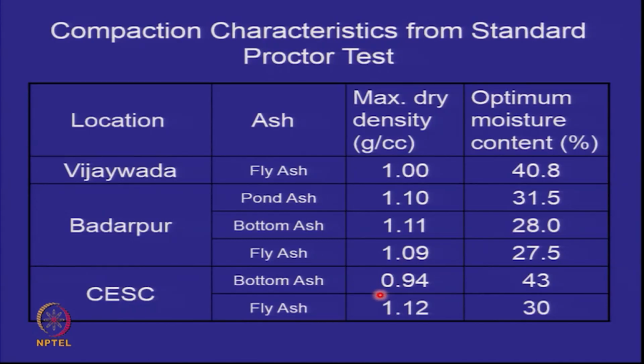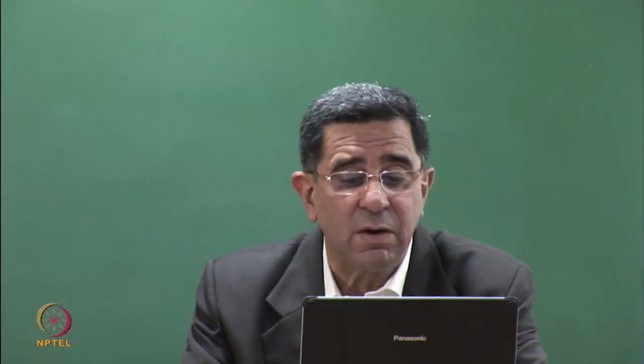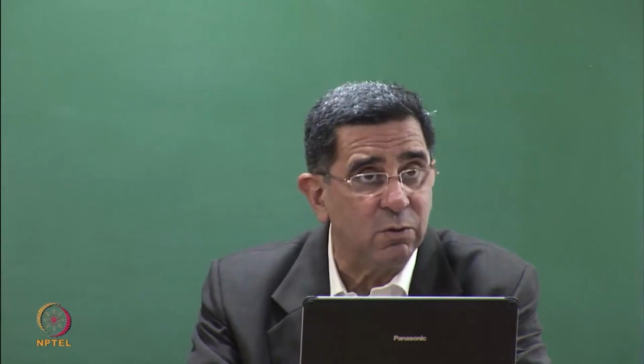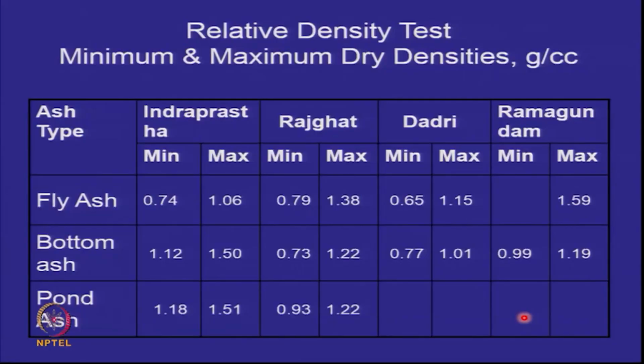So compacted ash can be any way having a maximum dry density in the range of about 0.98 to about 1.3 or 1.4. And optimum moisture contents are pretty high. But it behaves like soil. Bottom ash and pond ash at the inflow point will respond well to vibratory rollers, whereas in the other case you can use rollers which are non-vibratory, such as pneumatic tired rollers and sheep's foot rollers.